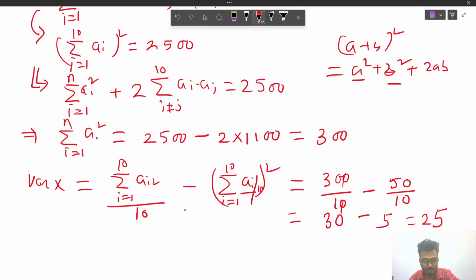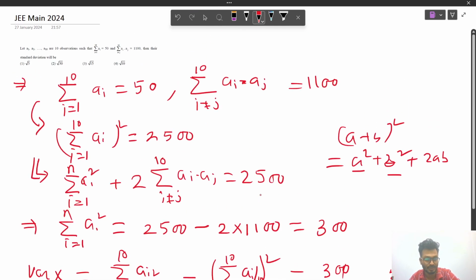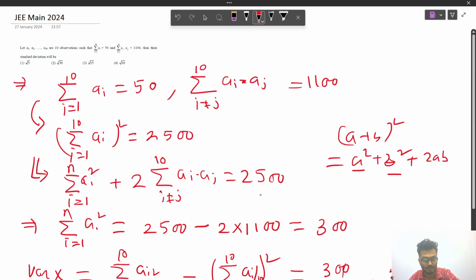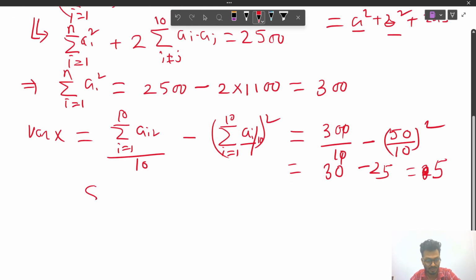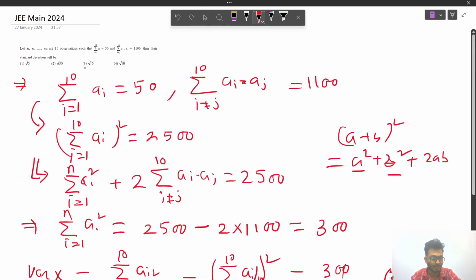I think this value is wrong. So the summation of ai is 50, divided by 10 is 5, and whole square, it will be 25. So Var(x) is 30 minus 25, which is 5. The SD will be root over Var(x), so this is root 5. So what will be the correct option? Option A will be the correct option.